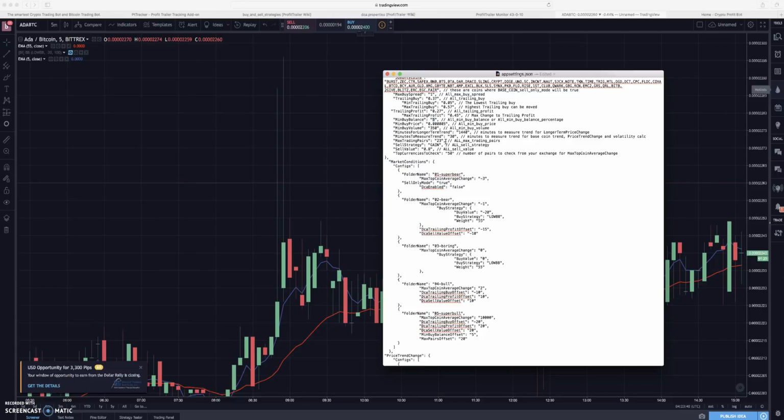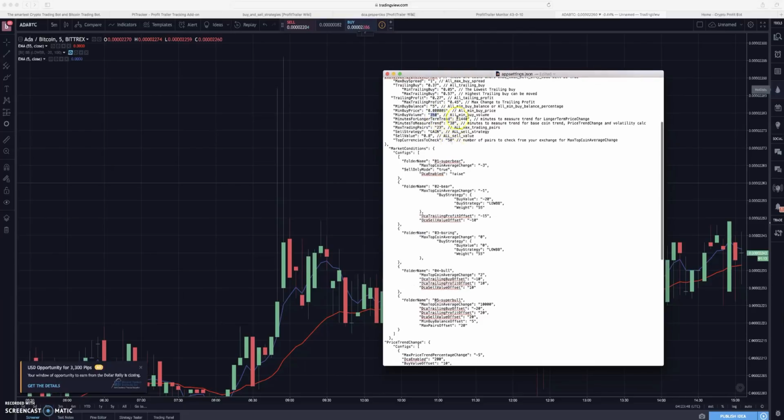So min buy price is set to a really low number. This is in Bitcoin. Min buy volume, 350. This is just the amount of Bitcoin that is being traded on each coin in a 24-hour time frame. Minutes for longer term trend is 1440. That's 1 day. Minutes to measure trend is 30. That's a 30-minute trend. So this is your short-term and your long-term trends.